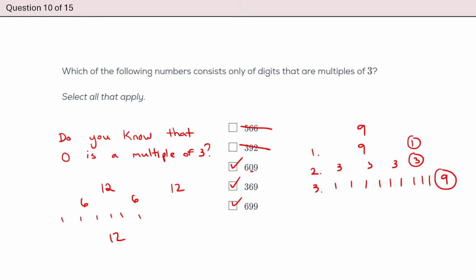Another way to think about it is this. If we do 9 times 0, we get 0, right? So 0 is a multiple of 9, because 9 times 0 is 0. Maybe I'm confusing myself, but I think this is a good way to think about it. If none of this makes sense, just remember that 0 is a multiple of every integer. Okay, so the correct answer is C, D, E.